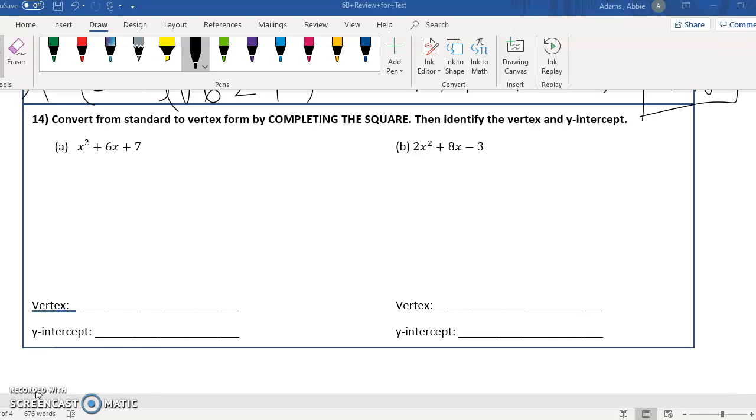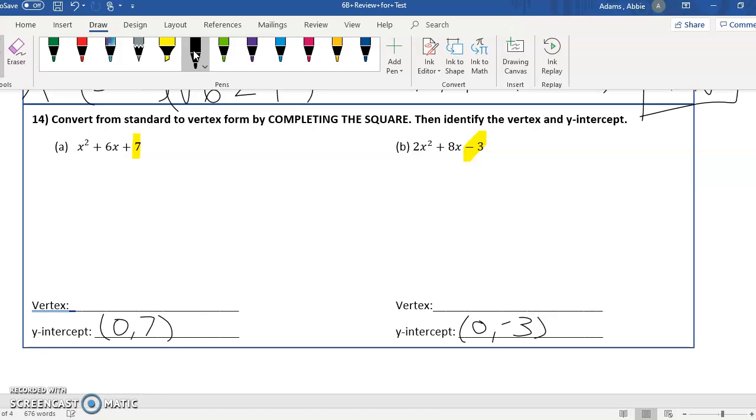So we already should know what the y-intercepts are for both of these problems. For problem A, it tells us that our c value is 7. So therefore our y-intercept for this function is going to be (0, 7), because anytime you have a y-intercept, your x value is 0. And then for B, for your y-intercept, we have a -3 as our c value. So that ordered pair for the y-intercept is going to be (0, -3).